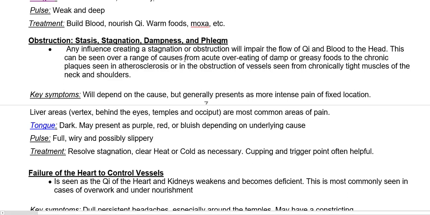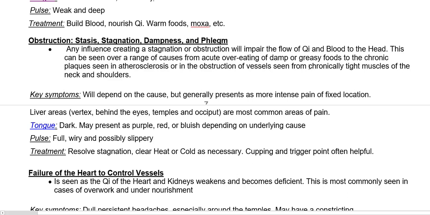Now, this can range from acute overeating, particularly damp and greasy foods. We can see the kind of plaques we see in atherosclerosis, leading to actual obstruction of the vessels that we can check. Or, don't forget about this, chronically tight muscles of the neck and shoulders.